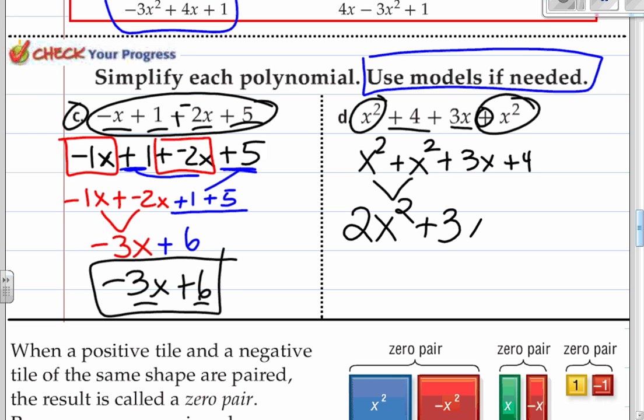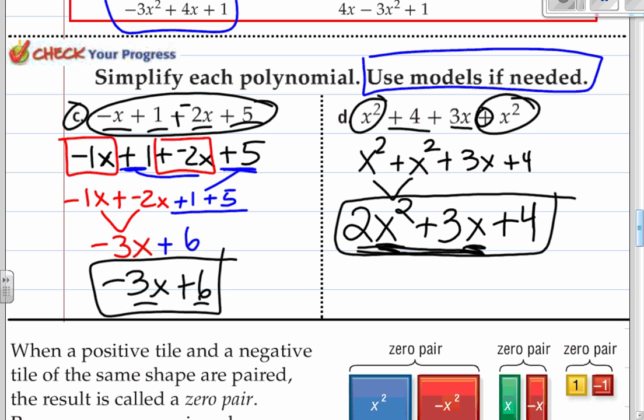Notice I don't have anything to put together with the 3x or the 4, meaning I cannot put those together. Some people want to put these together. You can't put those together because this one has x squared, this one has just x. So you can't put those together. This is actually your final answer right there. Those have been simplified.